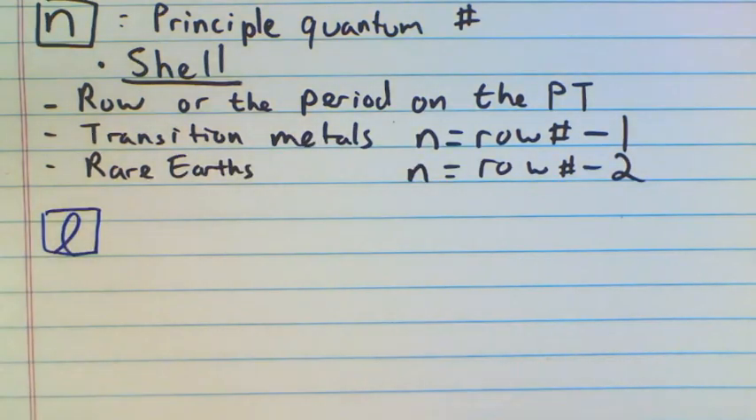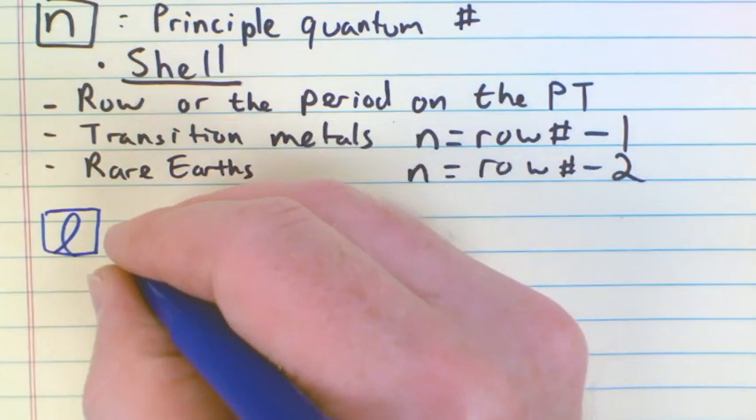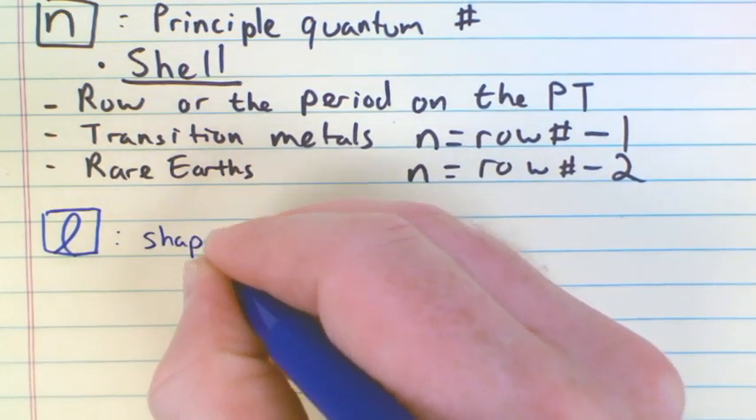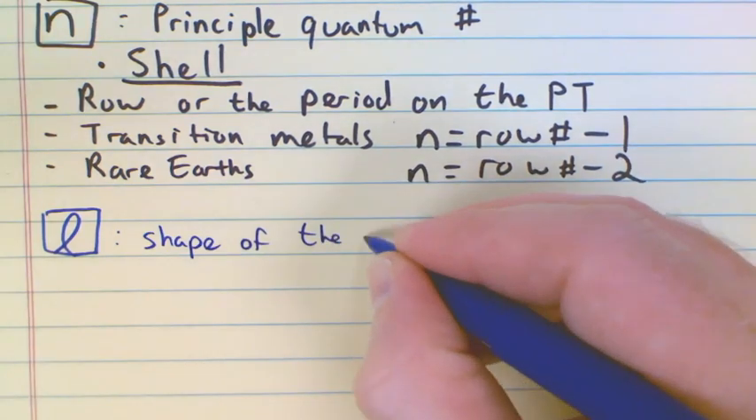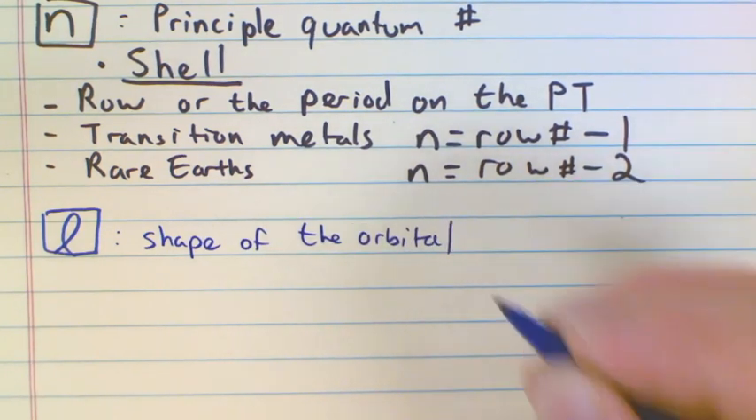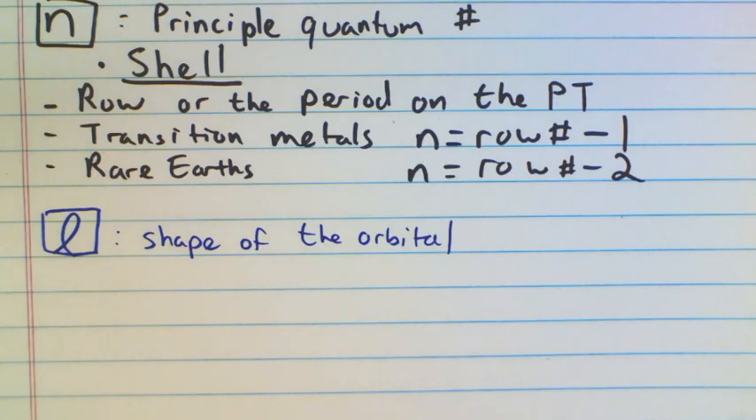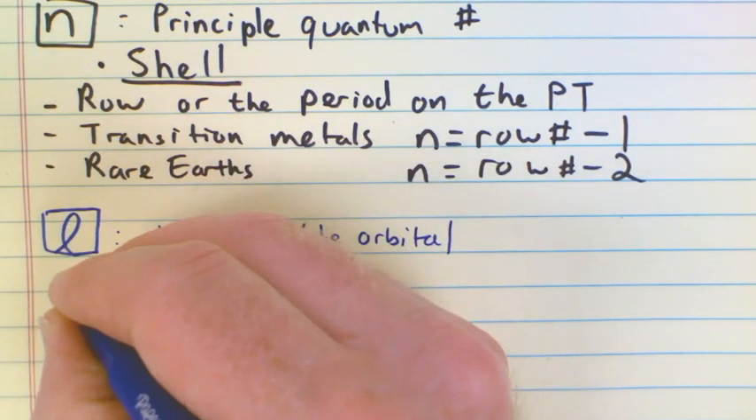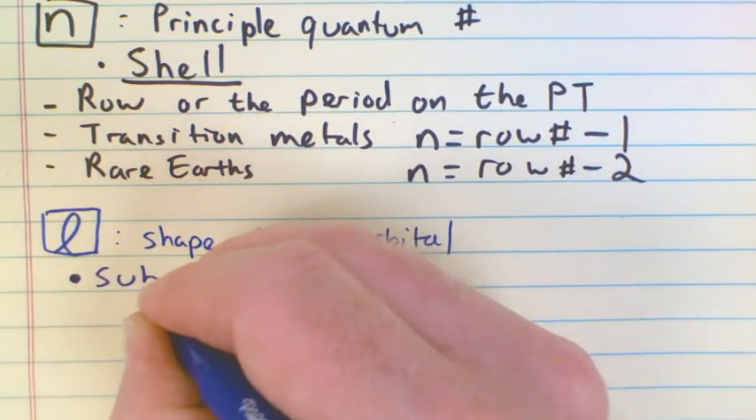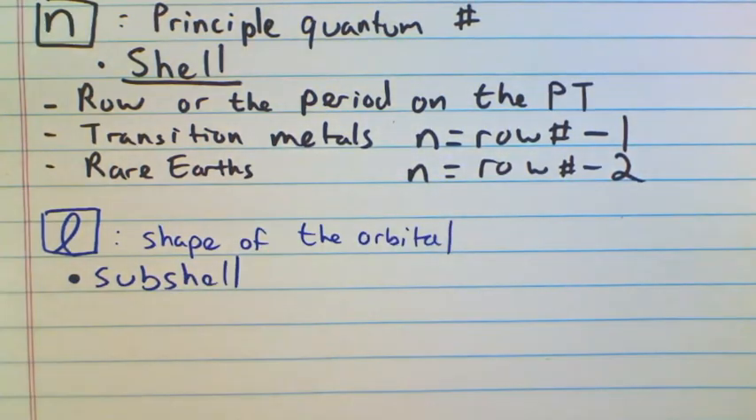Our next one is the L quantum number. And the L is the shape of the orbital. I'll explain what an orbital is in a bit. The term I want you to know associated with this is subshell. So shells are broken up into subshells, just like your address, state of Wisconsin, city of Portage. Okay, using that geography metaphor.